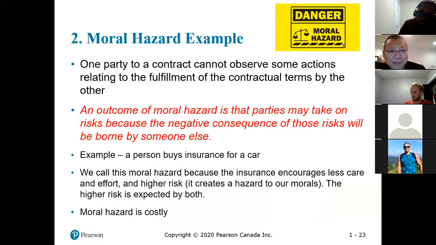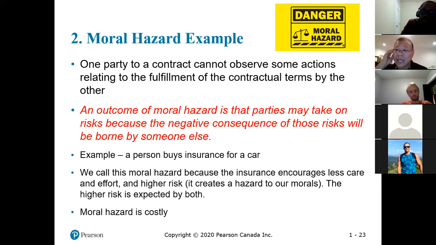Moral hazard. What is moral hazard? So adverse selection is really about information that was hidden. The old information in the past was not revealed to the other party. Moral hazard is about future actions that are not observable. So one party to a contract cannot observe some actions relating to the fulfillment of the contractual terms by the other. What does that mean?